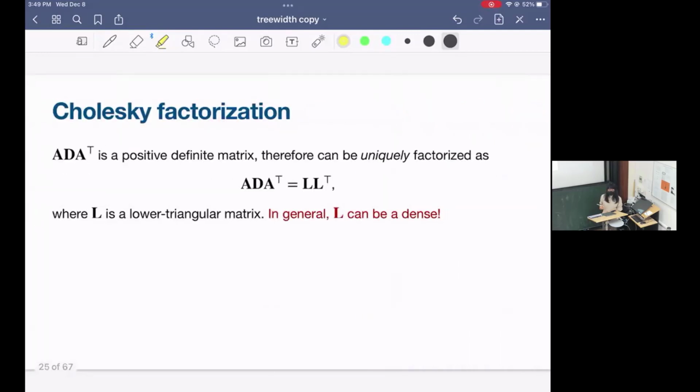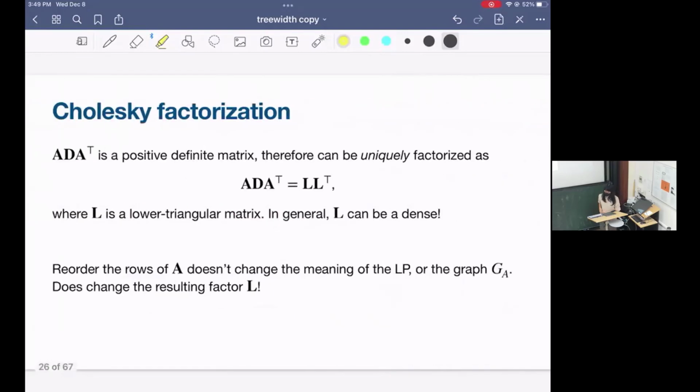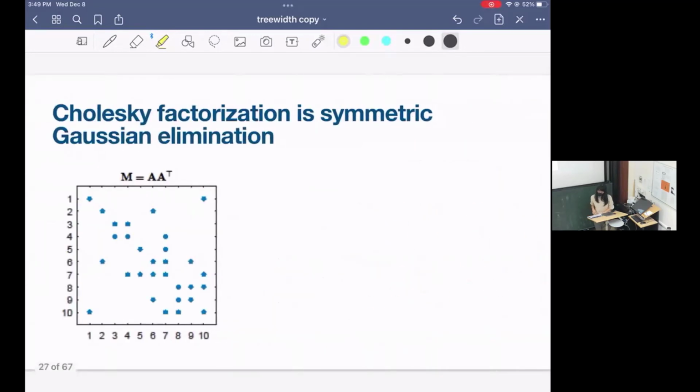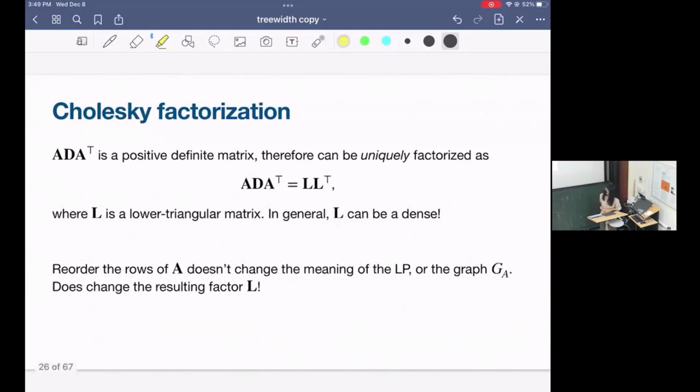In general, this factorization is not very helpful because L can be dense. Except we note that reordering the rows of A doesn't change the meaning of the LP, because you're just reordering the constraints. It doesn't change the graph either, but it does change the resulting factor, L. So this is what we do: we will reorder the rows of A.